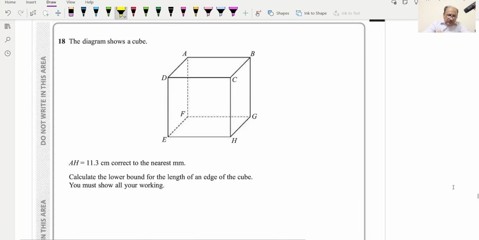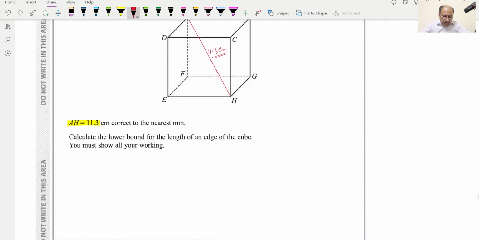Question 18 says the diagram shows a cube, AH is 11.3. Now we first have to identify what AH is. So we will join A with H, and this length is given as 11.3 centimeters, and they're saying correct to the nearest millimeter. Calculate the lower bound for the length of an edge of the cube. You must show all your working.